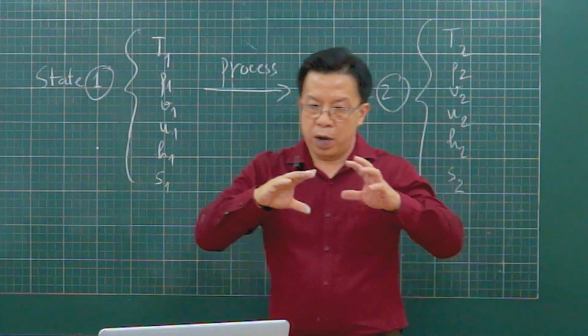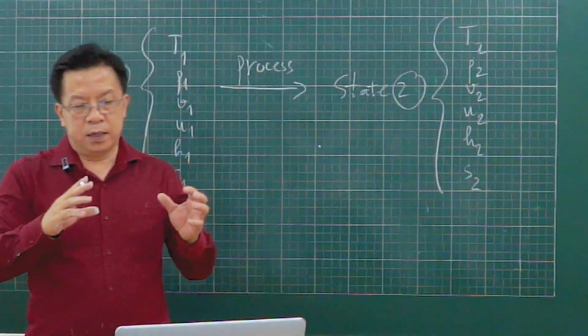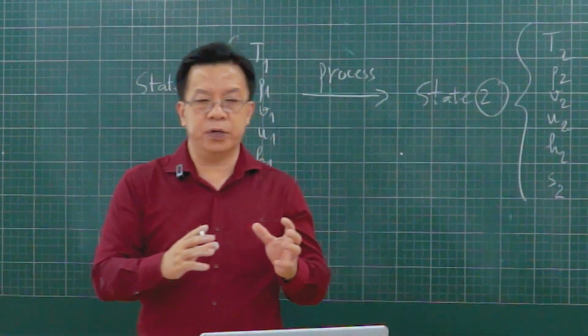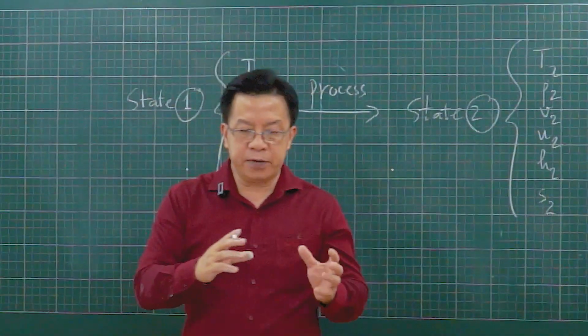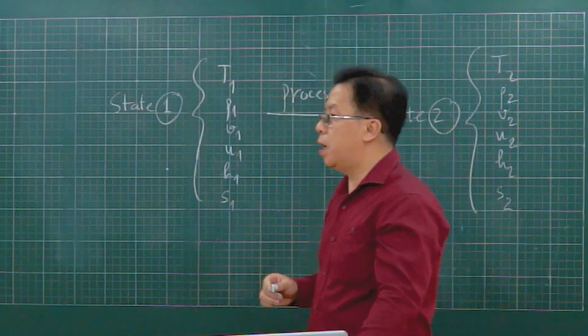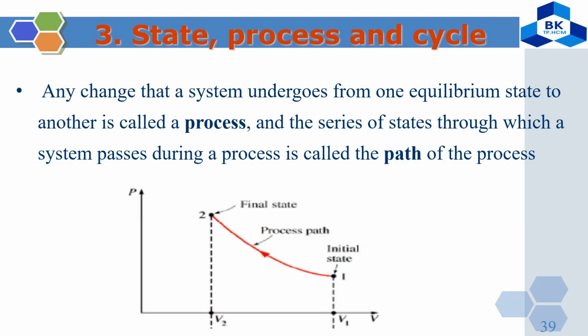Any change a system undergoes from one equilibrium state, or balance state, to another is called a process. And the series of states in the system we call the process path. So I will explain: when it goes from the initial state to the final state, we have the process, and the way it goes we call the process path.